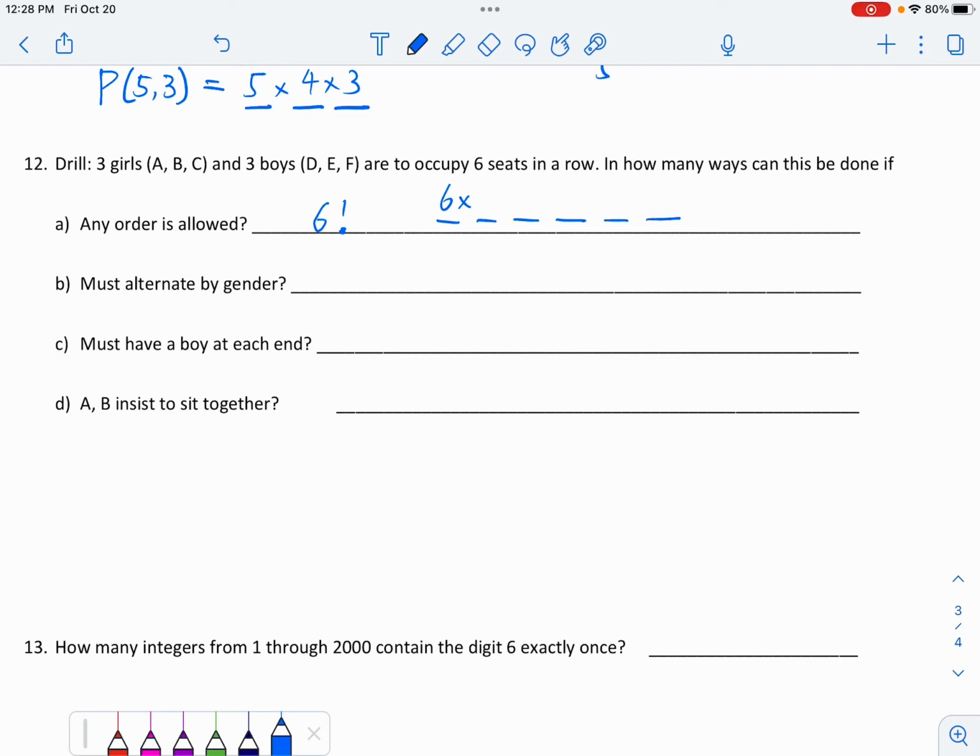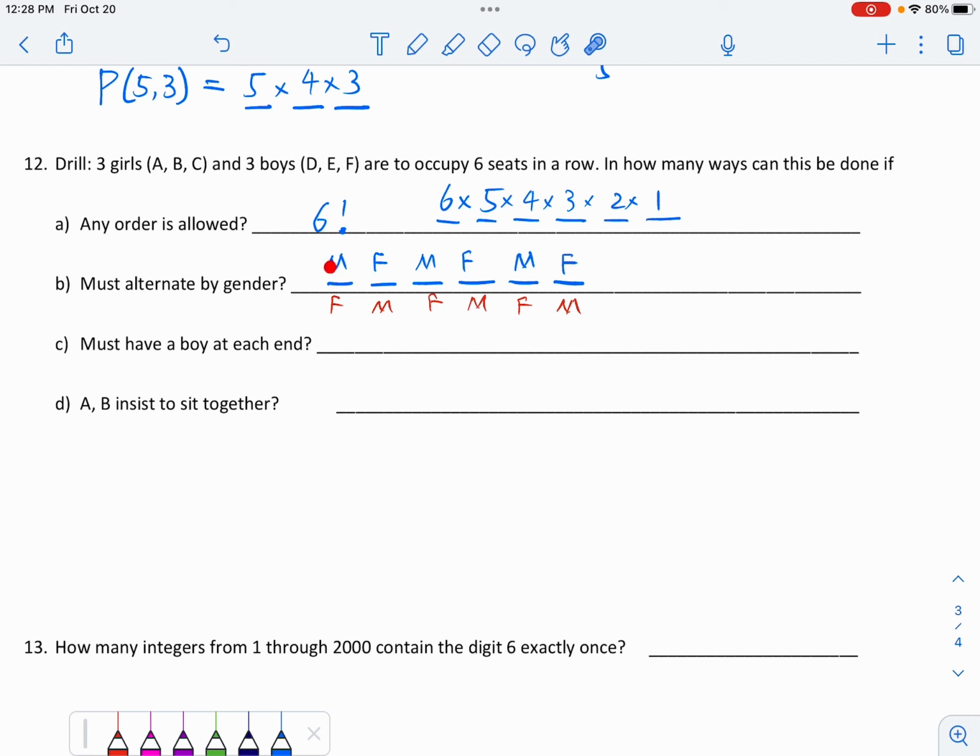There are 6 ways to fill in the first seat, and 5 ways to fill in the second seat, and so on and so forth. So it's going to be 6 factorial. Now, what if it must alternate by gender? So in this case, say if this is male, then this has to be female, and then you have to alternate by gender, right? Or it could be female, male, female, male, female, male. So 2 scenarios. Let's look at the first scenario. They're symmetrical. You just find one and then you can multiply by 2.